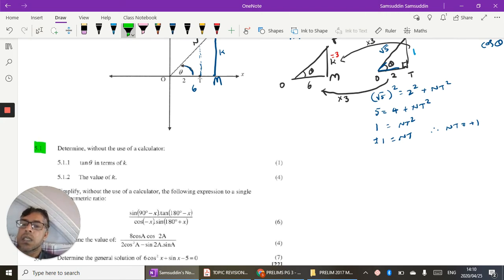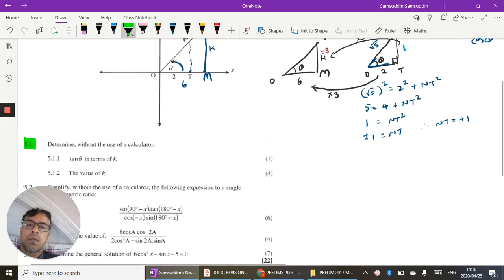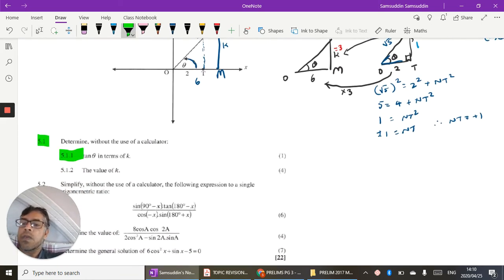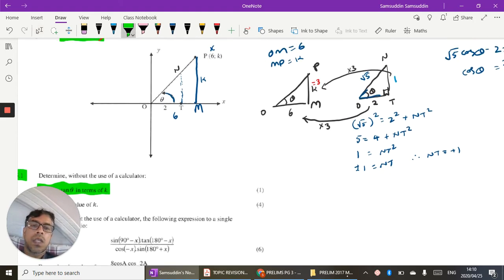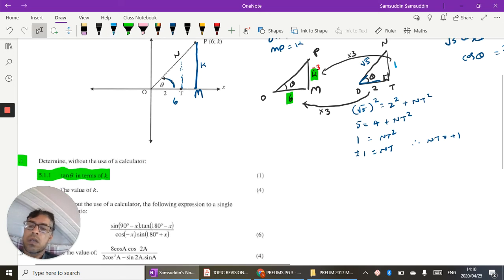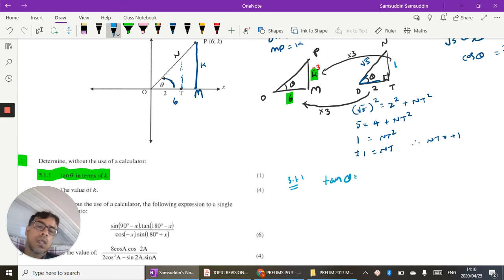Question 5.1 says: without the use of a calculator. It means I'm going to use the two triangles I have. 5.1.1 asks for tan theta in terms of k. The k was in my first triangle. So for 5.1.1, I use the first triangle where the k is. Tan theta, by definition, is opposite over adjacent, so it's k over 6. That's it, for 1 mark.